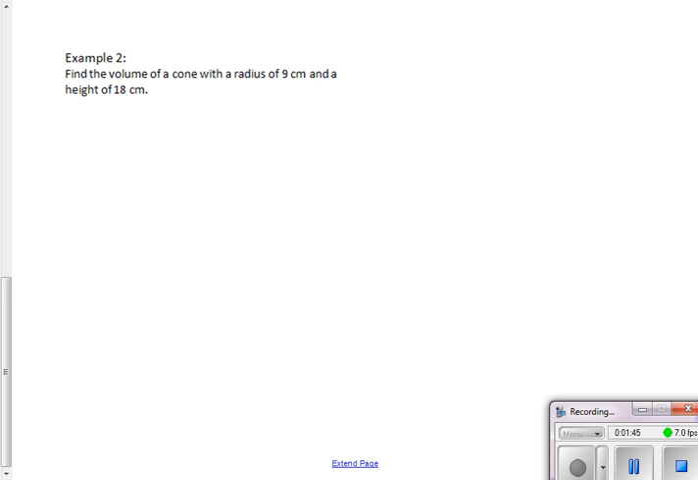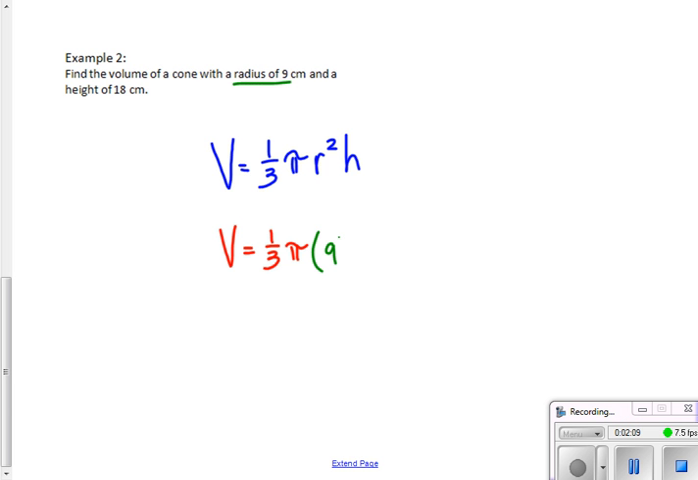Example 2, the only difference there is we don't have that geometric figure there. So they give it to us in words. Substitute into the equation. There's the formula for finding the volume of a cone. We know that the volume is 1/3 times pi times our radius squared. Our radius is 9 centimeters, so I'll put in 9 and square it, and we have a height of 18. Go ahead and do all your computation, and we find out that the volume is approximately 1,526.8 centimeters cubed.